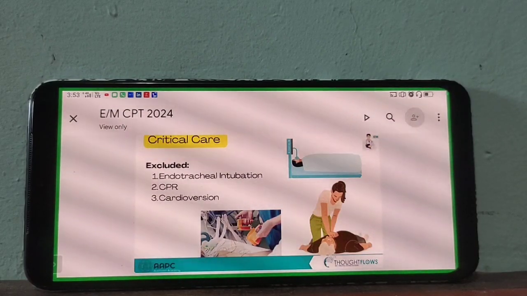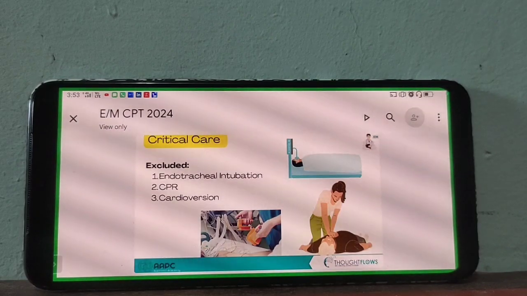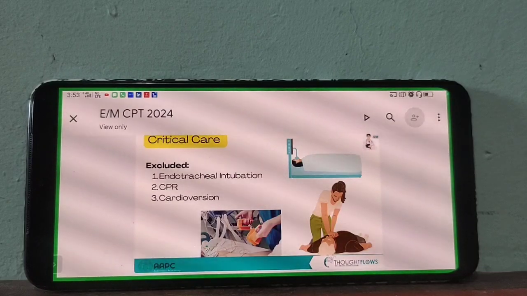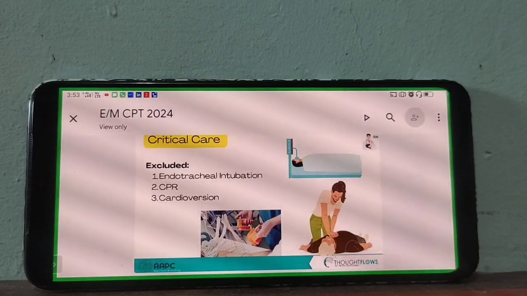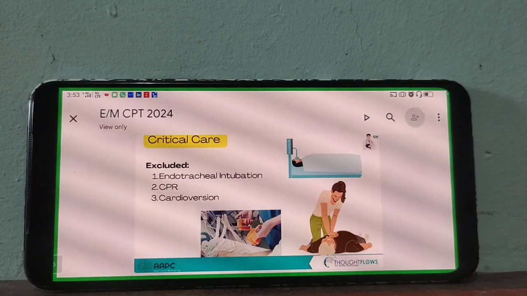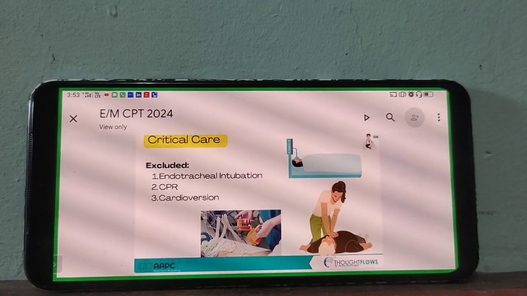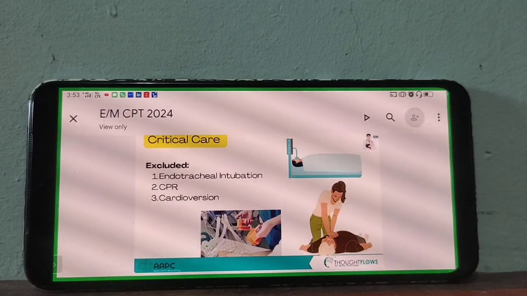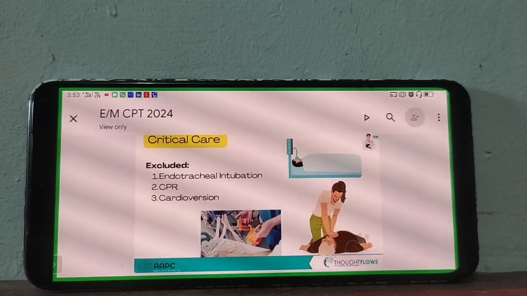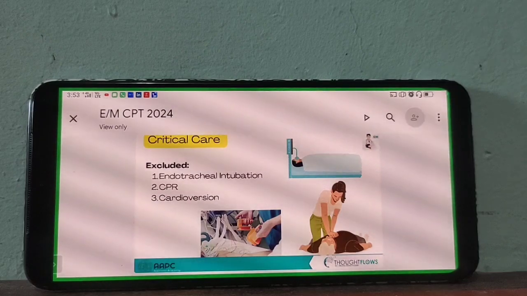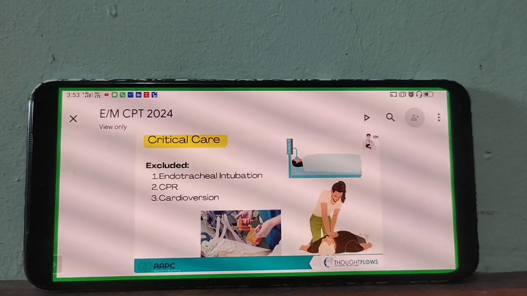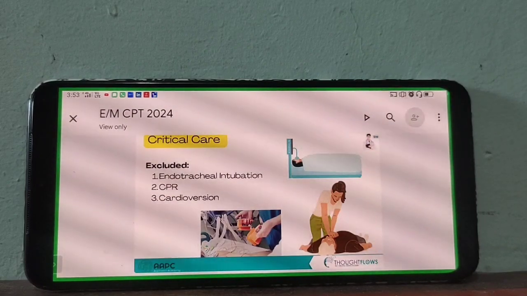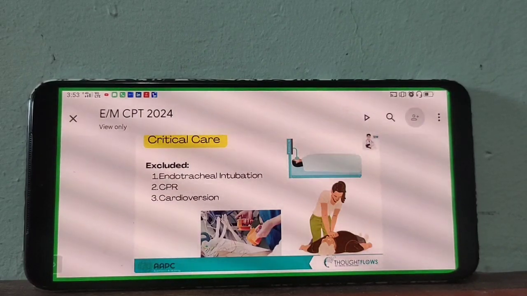Take a note. And cardioversion means? Cardioversion is the first image below. It's like a defibrillator to stimulate the heart. In the left below, there are two images. The left side image is a cardioversion, and the right side image is CPR. Then the above image is an endotracheal intubation. Did you understand now? Yes, ma'am.